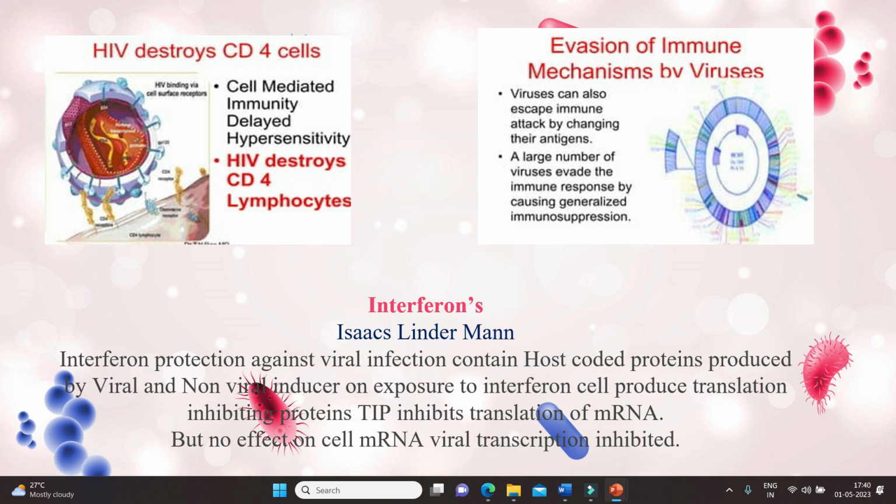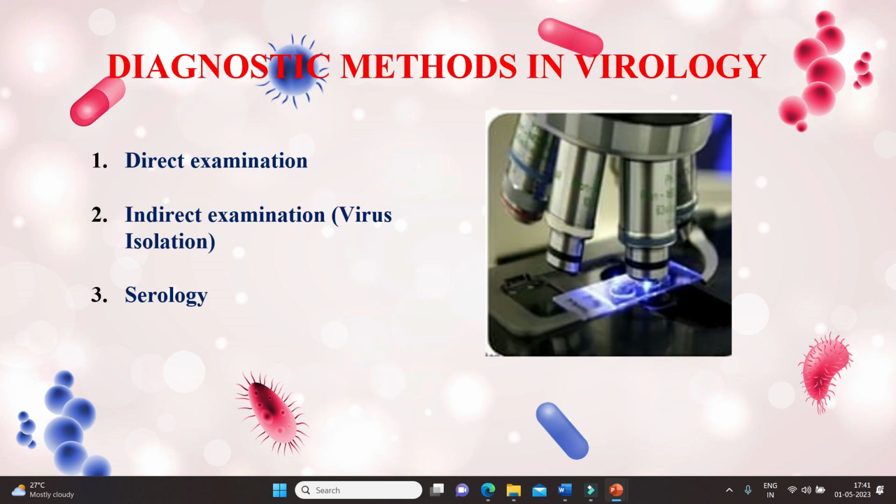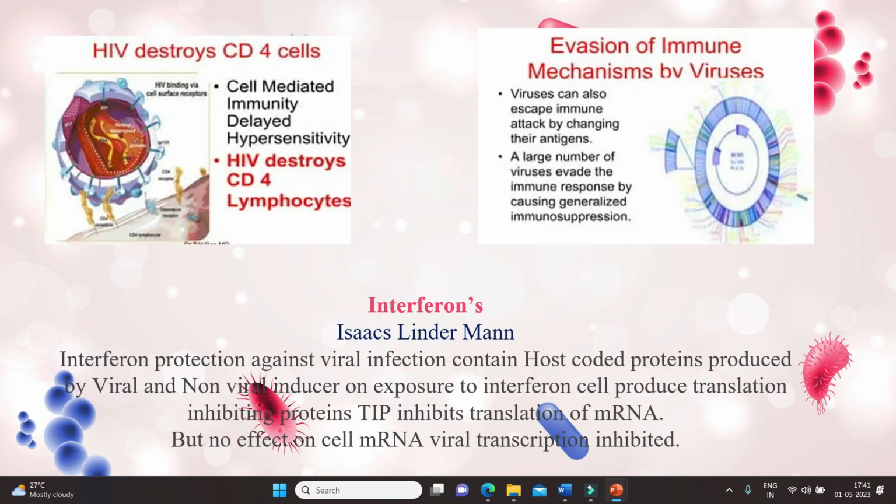Viruses can also escape immune attack by changing their antigens. A large number of viruses evade the immune response by causing generalized immunosuppression. Then there are interferons, which provide protection against viral infection. They are host-coded proteins produced by viral and non-viral inducers. On exposure to interferon, the cell produces translation-inhibiting proteins. TIP inhibits the translation of viral mRNA but has no effect on cell mRNA, so viral transcription is inhibited.